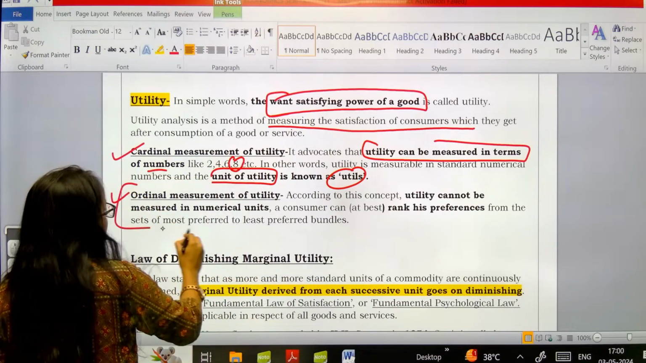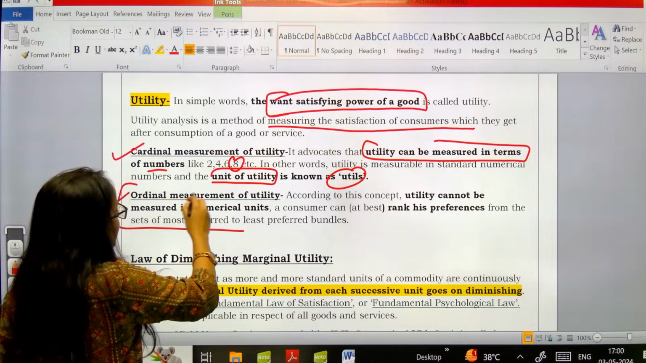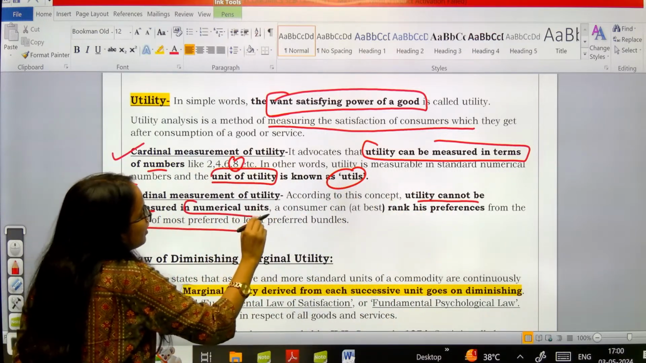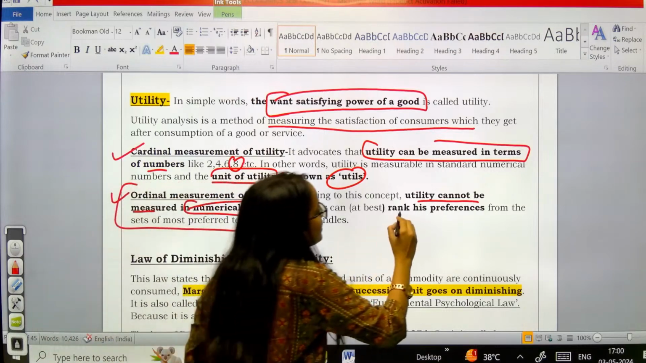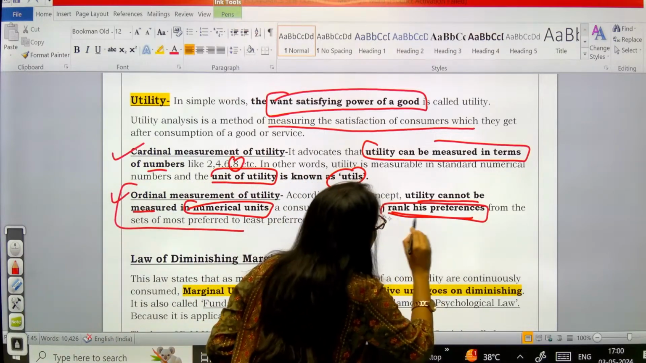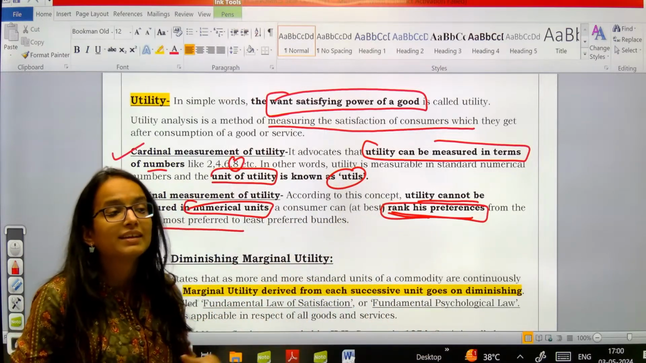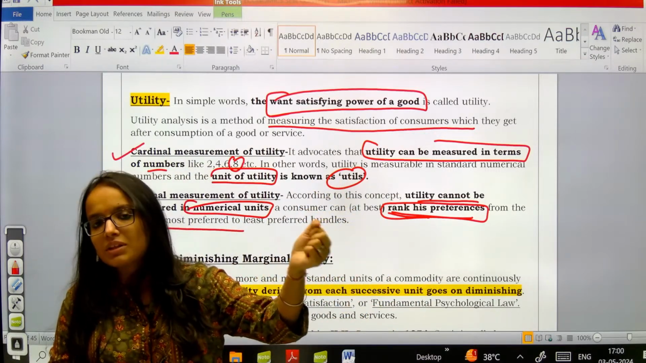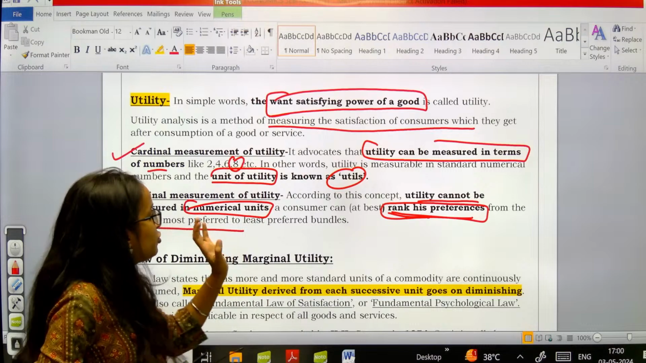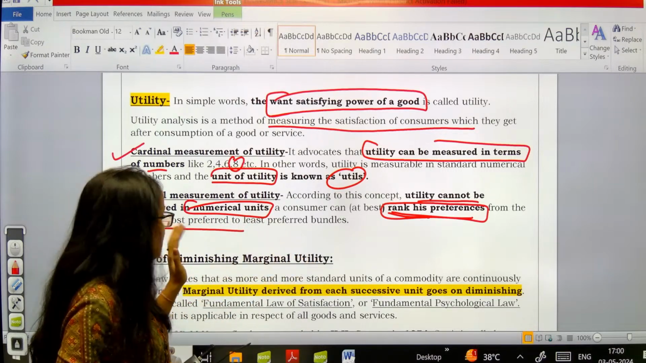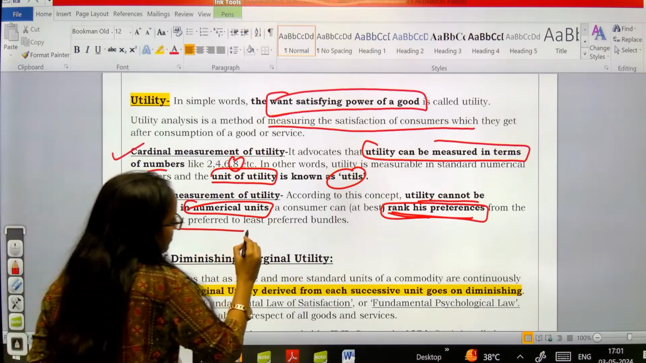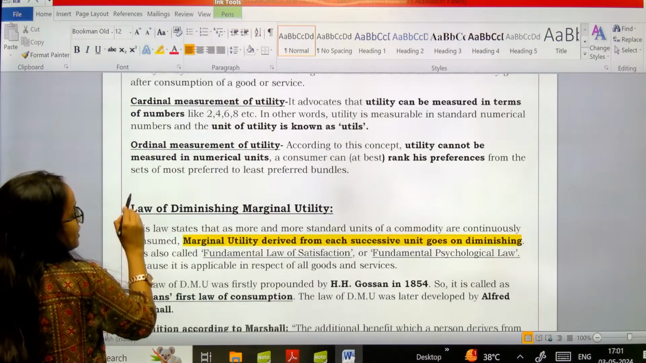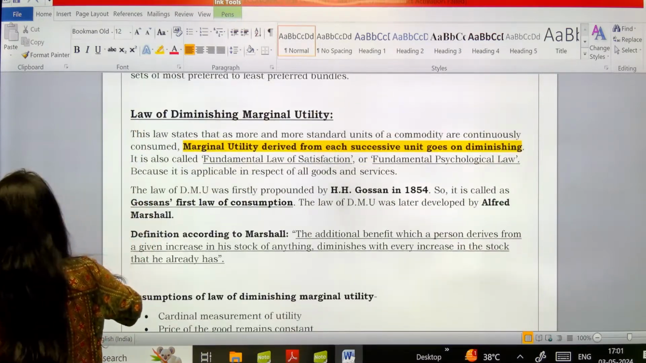Then we have ordinal measurement of utility. Ordinal utility says that utility cannot be measured in numerical units, although a rank can be given to it. A consumer can at best rank their preferences, although that is also very difficult. But you can rank your preferences from the most preferred to the less preferred bundles. Is that clear? This is utility and the types of utility.